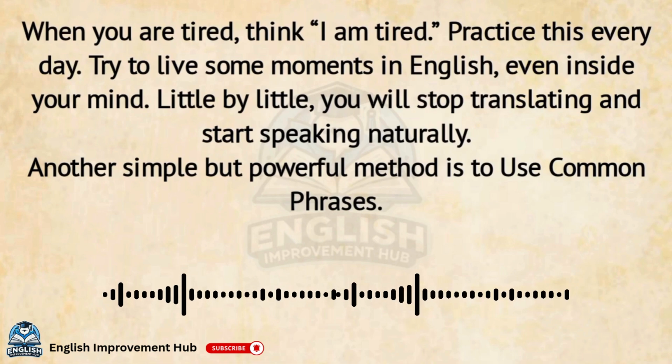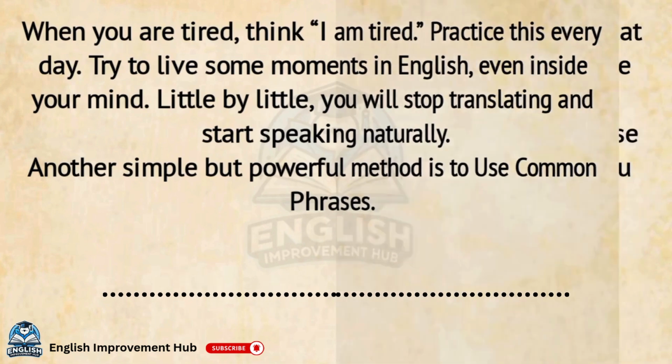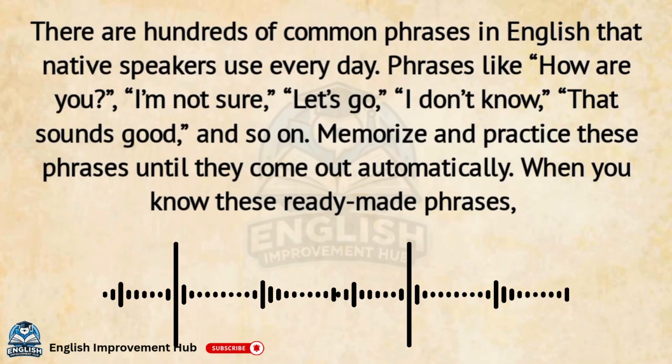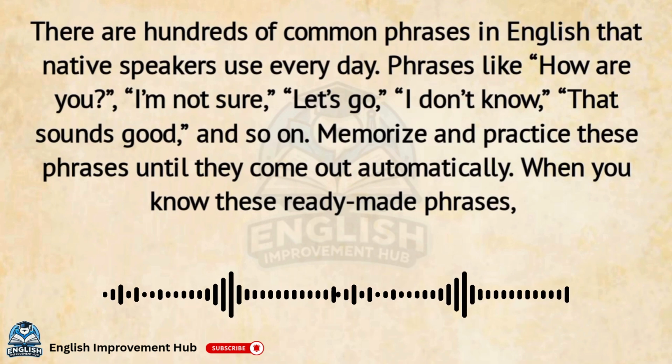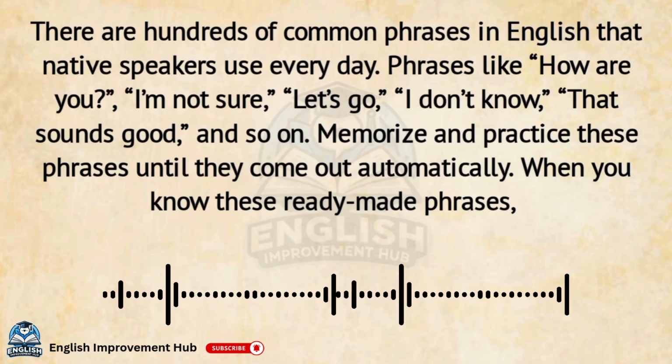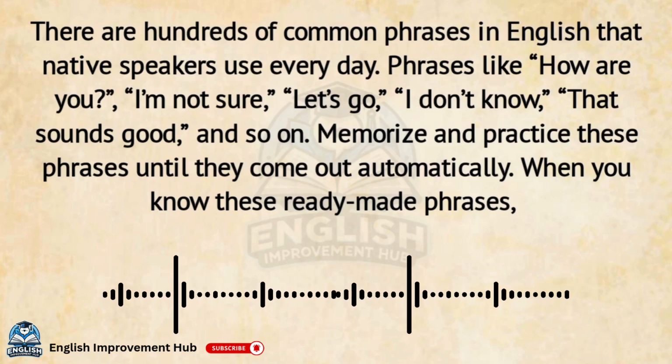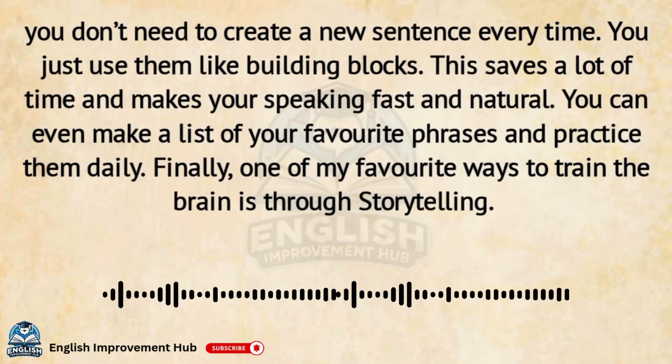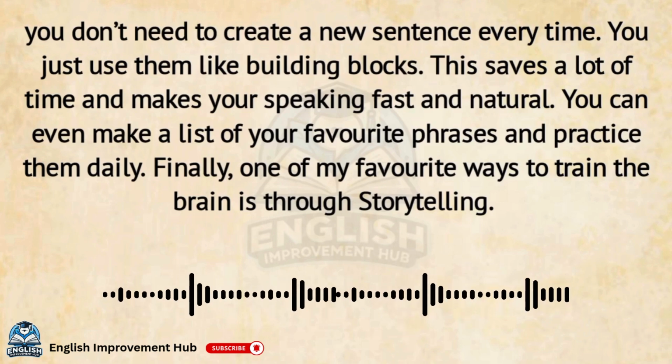Another simple but powerful method is to use common phrases. There are hundreds of common phrases in English that native speakers use every day. Phrases like, how are you? I'm not sure. Let's go. I don't know. That sounds good, and so on. Memorize and practice these phrases until they come out automatically. When you know these ready-made phrases, you don't need to create a new sentence every time. You just use them like building blocks. This saves a lot of time and makes your speaking fast and natural. You can even make a list of your favorite phrases and practice them daily.